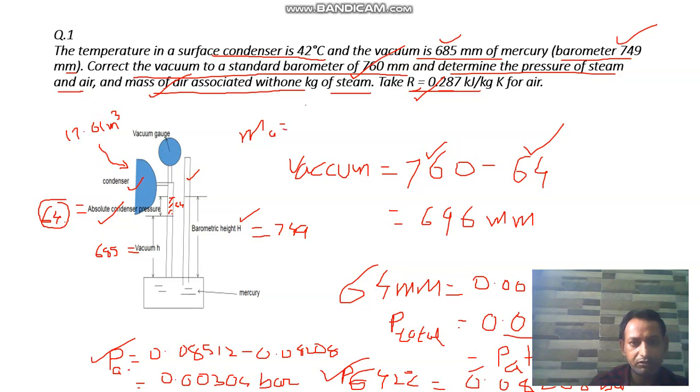PV equals MRT, so mass equals PV divided by RT. We put the pressure and volume here. So the pressure of air is 0.00304 multiplied by 10 to the 5, multiplied by the volume 17.61.